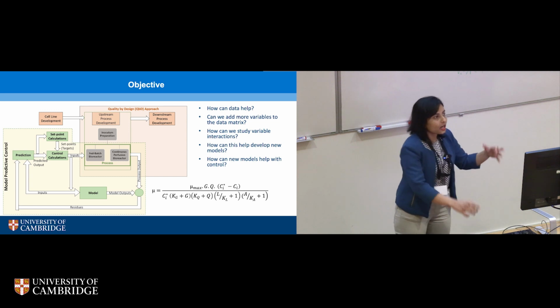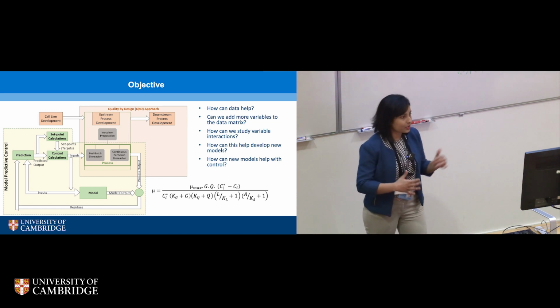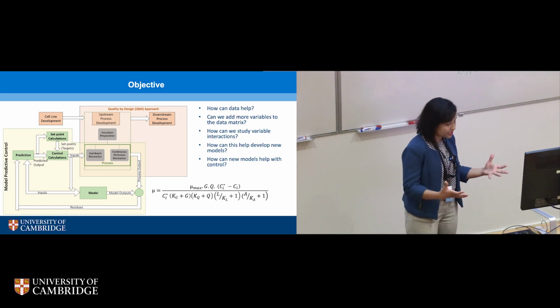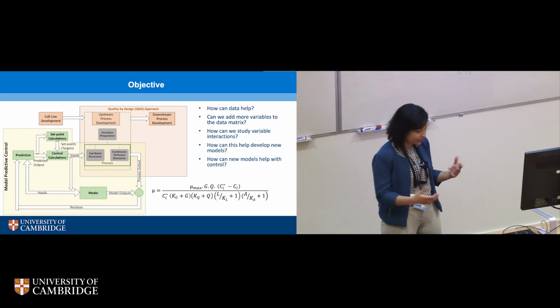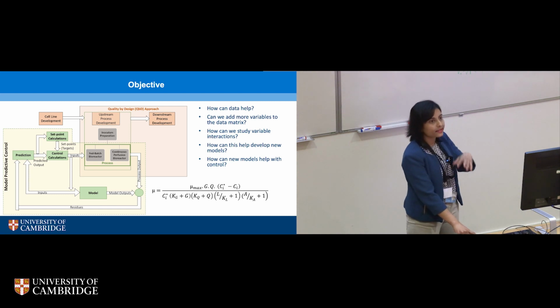So we wanted to tackle different problems. We wanted to see how we can add more variables into the data matrix so we can understand more about this process, how we can understand these variable relationships so we can use them for control, how this can help us develop new models, and how these new models can help with control. So these are the things that I will talk you through in this presentation.